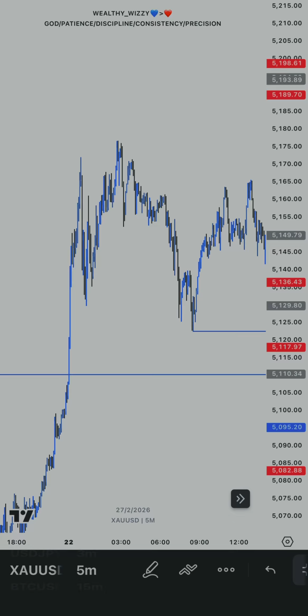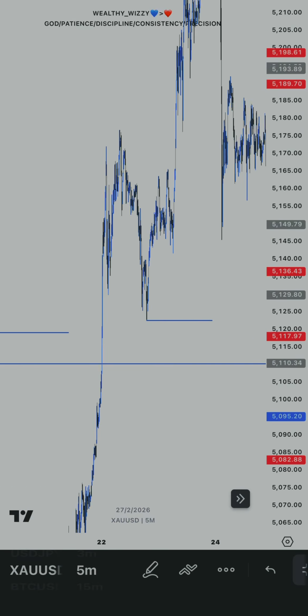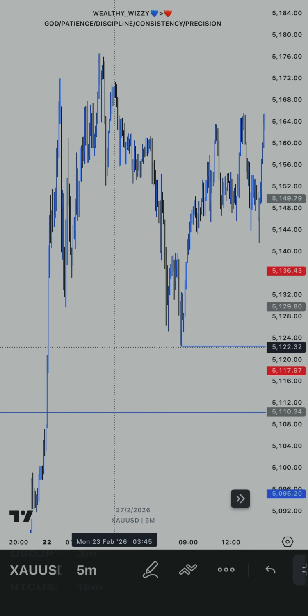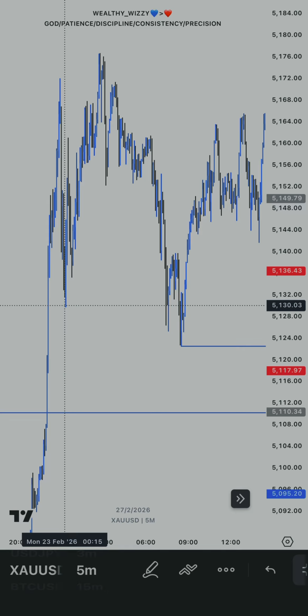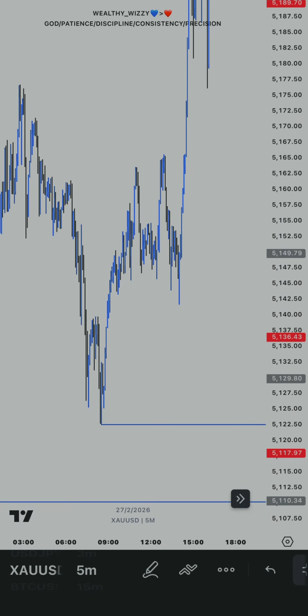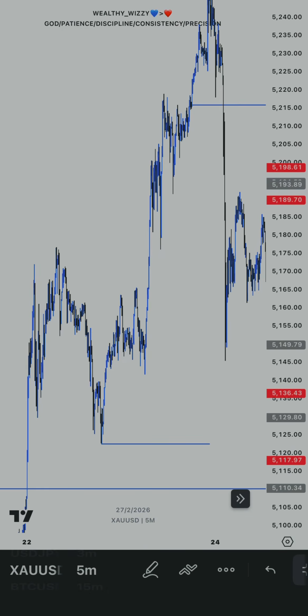Now, I don't know the POI. My screen is not that large, but price reacted from somewhere. After giving us the double break of structure, this was the inducement, and price reacted from somewhere. But besides that, this was the one I myself took, but I got stopped out because I was greedy.